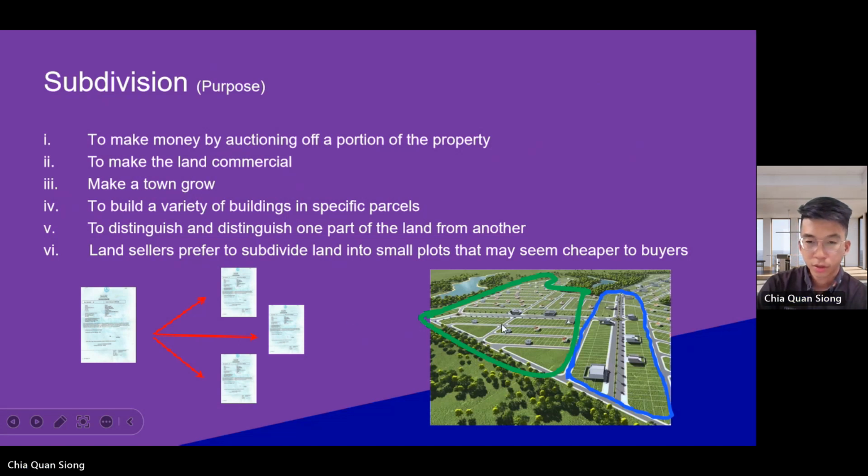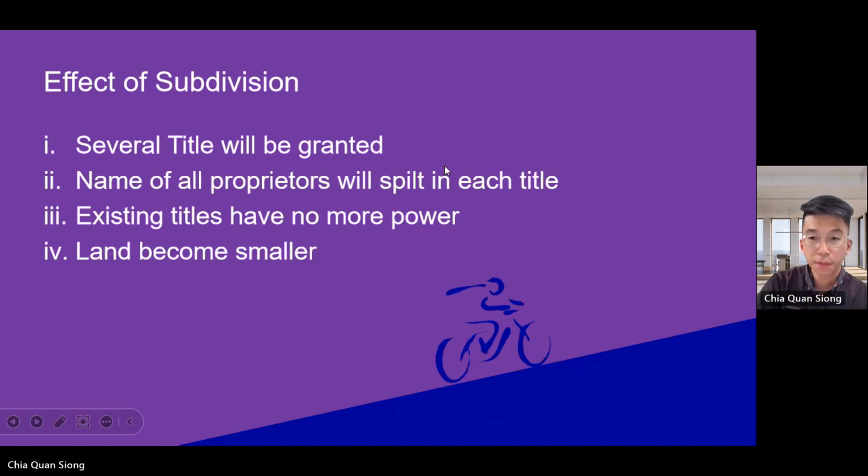And so as you can see here, this is my hypothetical subdivision. If, let's say, we do not subdivide the whole land, it will remain residential. So before we convert the land, we must subdivide first. So the effect of subdivision: once the subdivision is done, several titles will be granted. The name of the proprietor will be split in each title. Existing titles have no more power. Land becomes smaller.